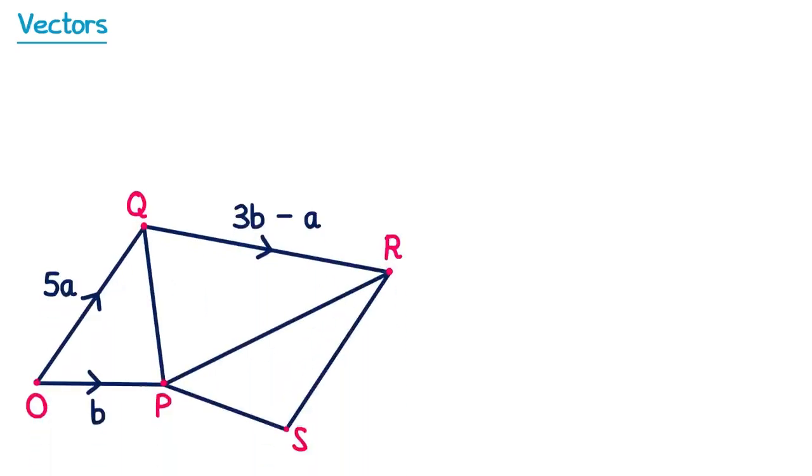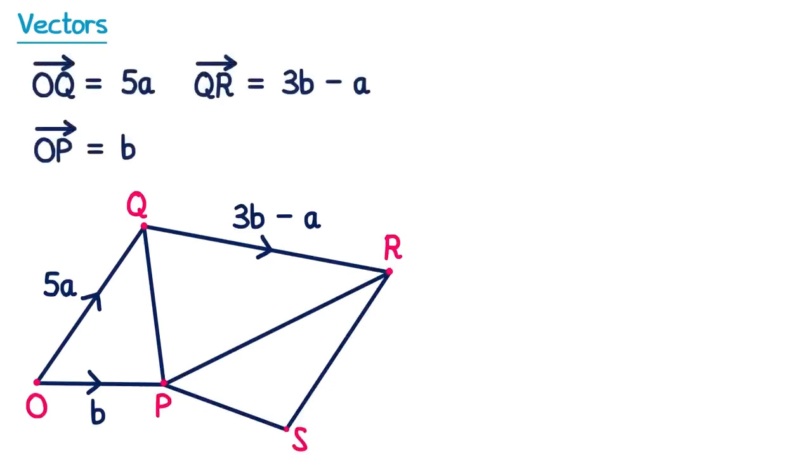So in an exam question, you could be given a diagram that looks like this, and then you'll be given all of the information that's represented on that diagram. For instance, OQ is 5a, and you can see that on the diagram. To get from O to Q is 5a. QR is 3b minus a, and once again that's on the diagram, and so is O to P being equal to b.